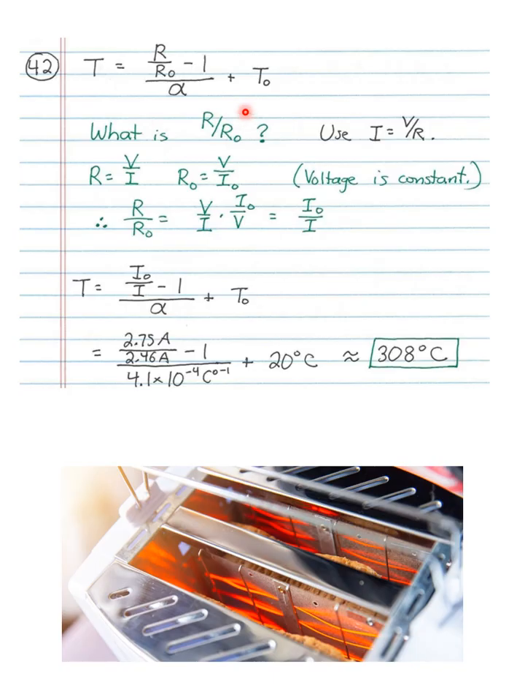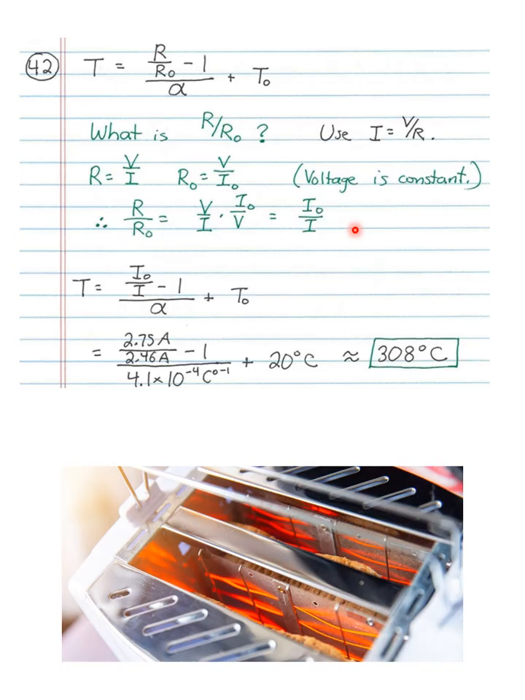Now, we're not given the resistances, but we are given the current, so let's use Ohm's law. Current equals V over R, and voltage is going to be constant. And so the new resistance is voltage over new current. Old resistance is voltage over old current. And so if we want to get at this ratio, R over R naught, we're going to divide V over I by V over I naught. And so what we end up with is that it's the ratio of the old current over the new current.